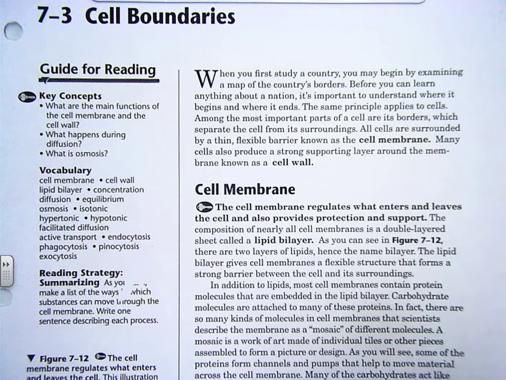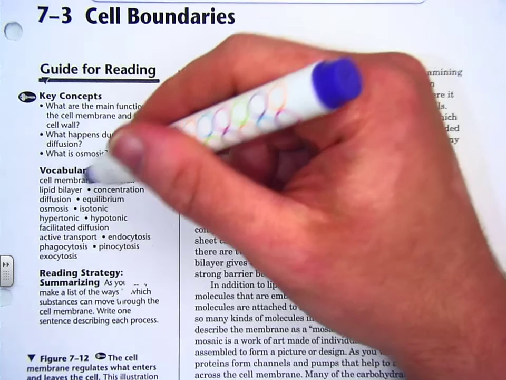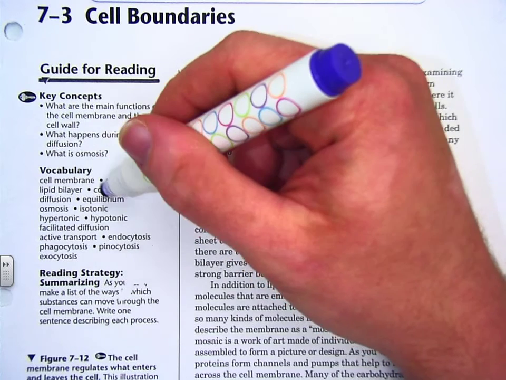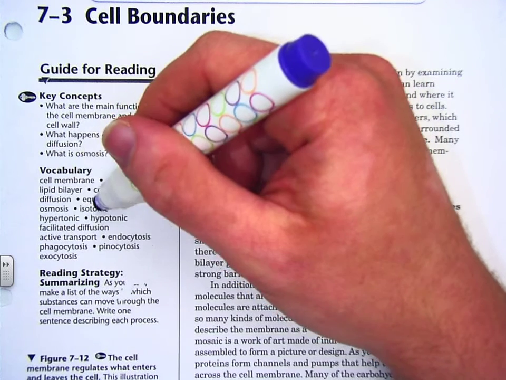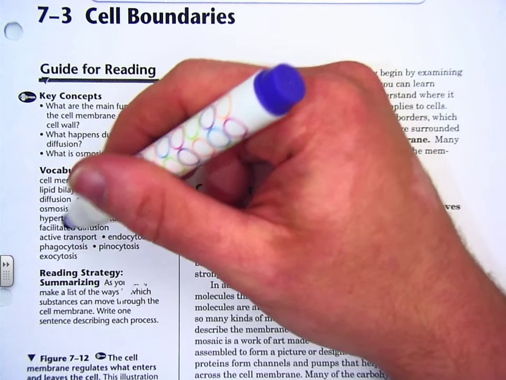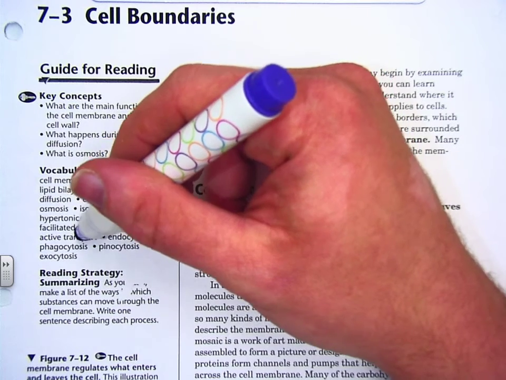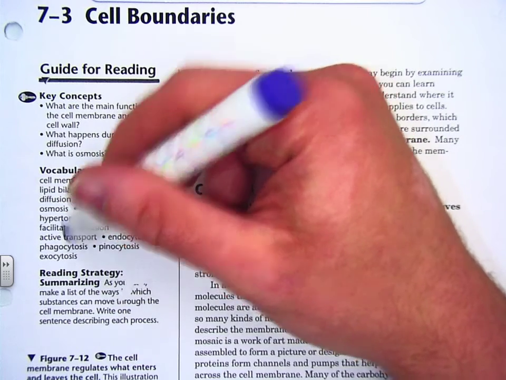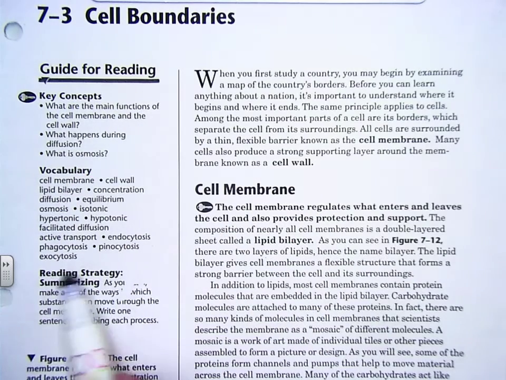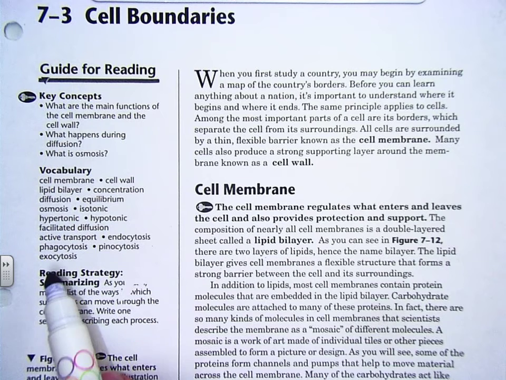For our quiz, our vocabulary words are: cell membrane, cell wall, lipid bilayer, concentration, diffusion, equilibrium, osmosis, isotonic, hypertonic, hypotonic, facilitated diffusion, active transport, endocytosis, phagocytosis, pinocytosis, and finally exocytosis. Wow, Mr. Worley, so many. I know, but you can do it. Furthermore, this is the end of major vocabulary for this chapter. Yay! Okay, let's keep reading.